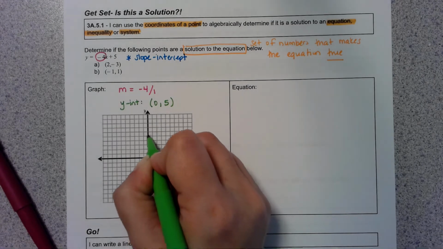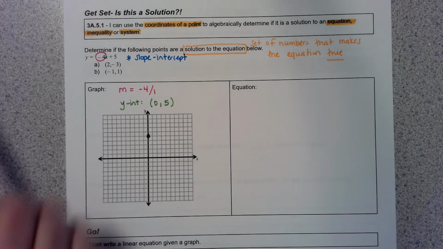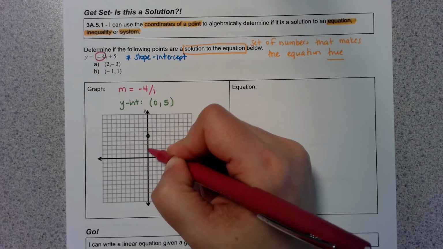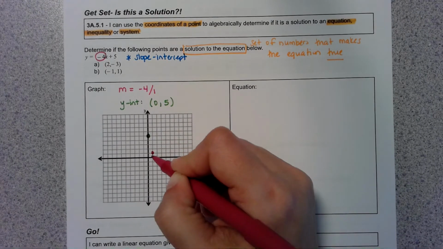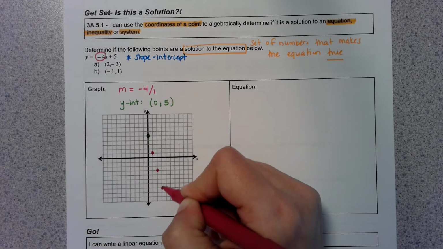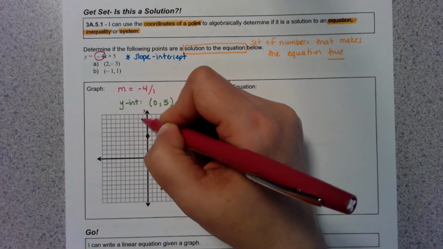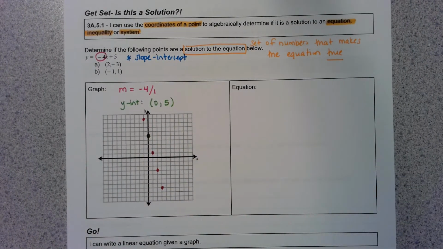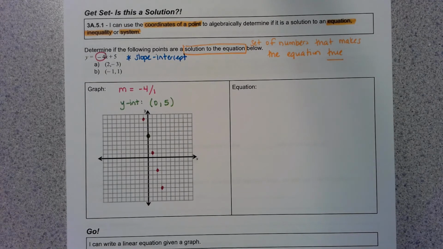That means my starting point would be 0, 5. 1, 2, 3, 4, 5. So I'm going to start right here. And my slope would say go down 4 over 1, down 4 over 1, down 4 over 1. I could also go up 4, left 1. Now, students often ask me, do I really need to graph all those points? Can't I just graph one more? The answer is no, you really need to graph them all.